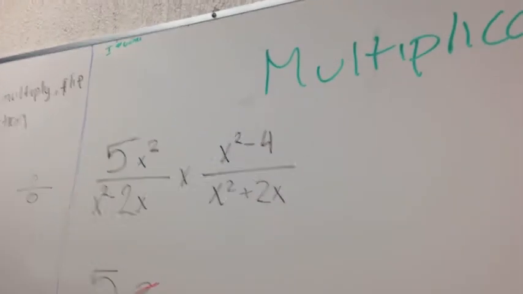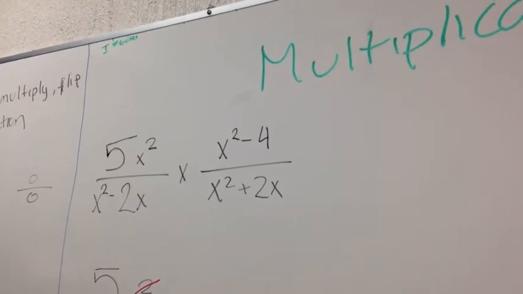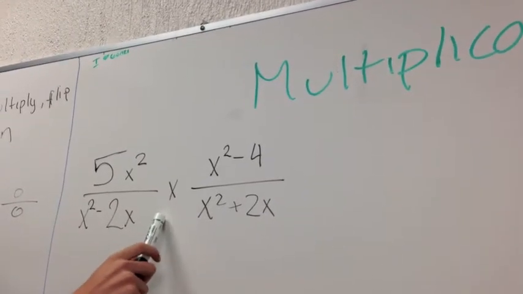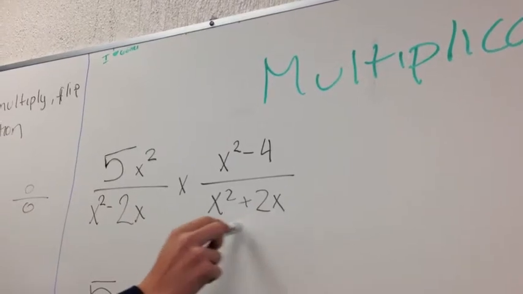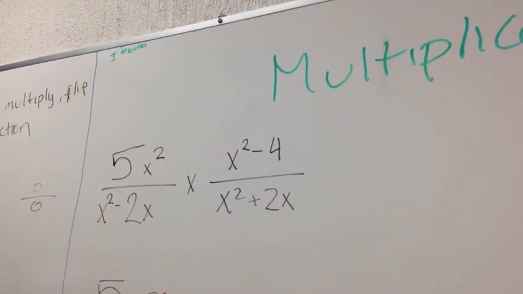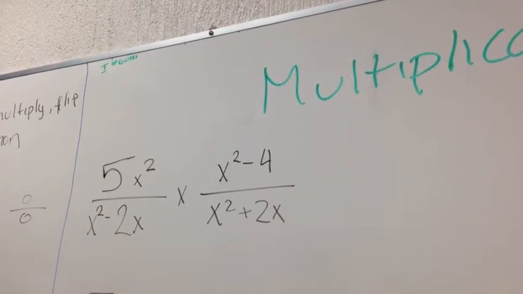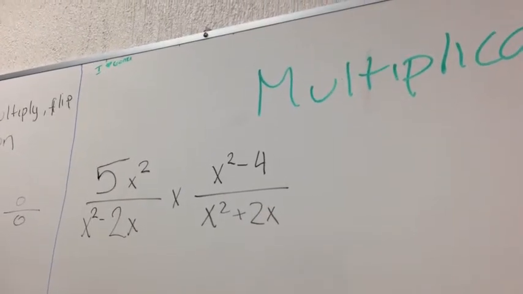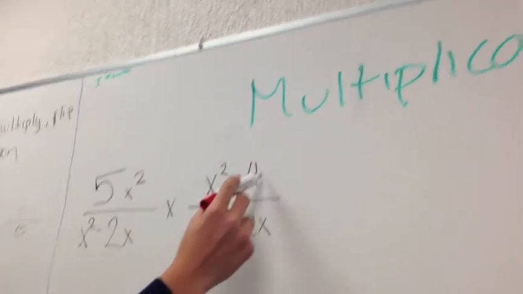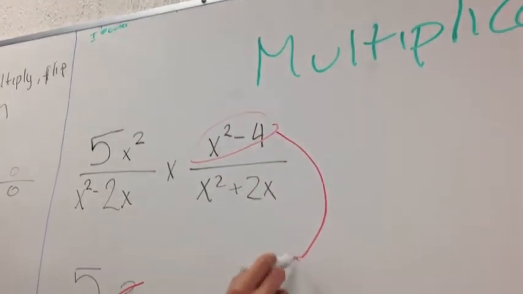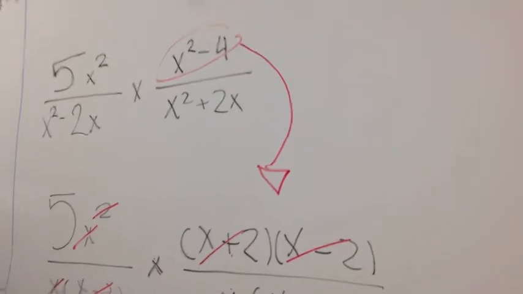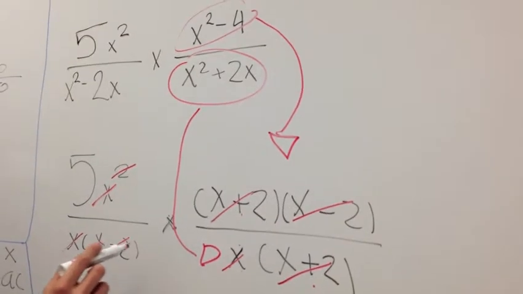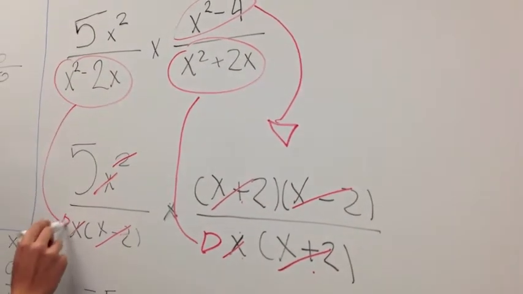So now we're gonna make another example of multiplication. We have 5x squared over x squared minus 2x times x squared minus 4 over x squared plus 2x. First, we have to look for common factors or special products. As we can see, here we can factorize this and it becomes this. This also can change to this, and this can change to this.